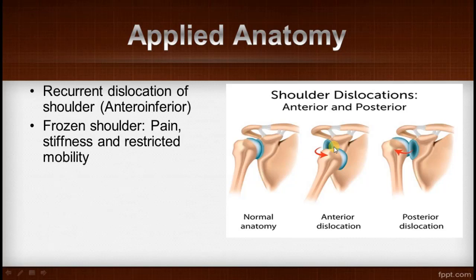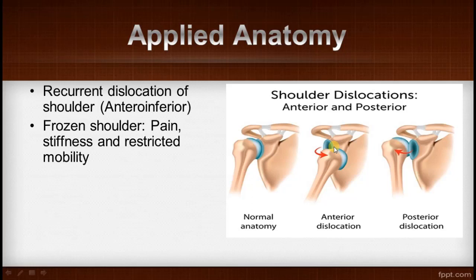Now in recurrent dislocation, the patient reduces the dislocation by himself. By the shoulder movement, if he adjusts it, it goes and fits back into the glenoid cavity, but it will recur. Next is the frozen shoulder.